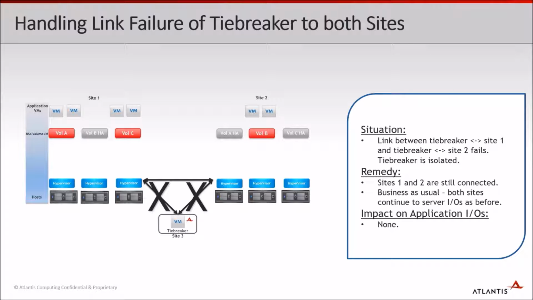However, with the tiebreaker solution that we have, we are able to detect that even though the link is down, both the sites are up and running, and the tiebreaker is able to communicate to both sites or all the volumes on those sites. And so a link failure between two sites, the split brain, is actually of no impact at all, because we are just able to keep running all the volumes as business as usual in this case.